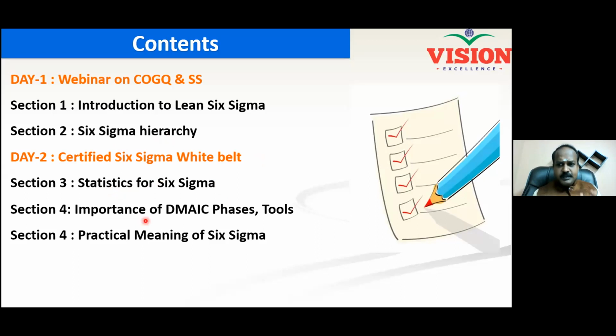And then I will take you on a run through of the DMAIC phases. Generally, a Six Sigma project, how it will happen, what are the activities, what are the steps, what are the tools and techniques. We will run through that. And on day one itself, we will properly understand the meaning of Six Sigma. What is the statistical meaning of Six Sigma and what is the practical meaning of Six Sigma? What is the relevance of Six Sigma in your field? You will gain absolute clarity, right?